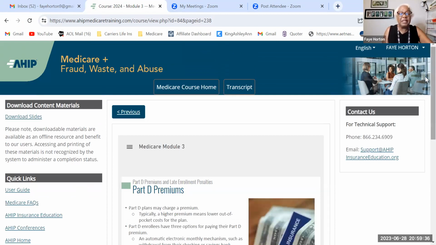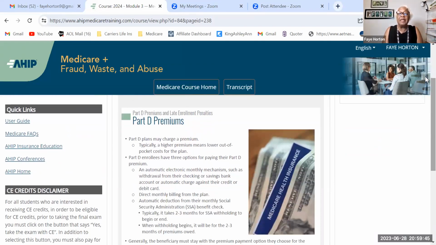Part D premiums. Part D plans may charge a premium. Typically, a higher premium means lower out-of-pocket costs for the plan. Part D enrollees have three options for paying their Part D premium: an automatic electronic mechanism, such as withdrawal from their checking or savings account, or automatic charge against their credit card or debit card; direct monthly billing from the plan; or automatic deduction from their monthly Social Security check.